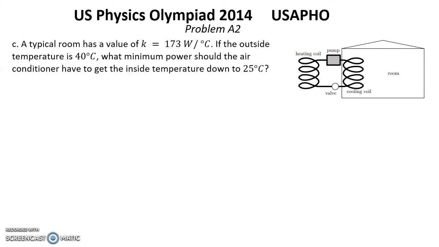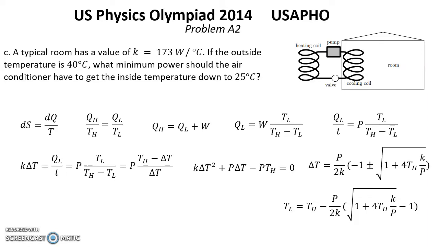Question C. A typical room has a value of K equal to 173 watts per degree Celsius. If the outside temperature is 40 degrees Celsius, what minimum power should the air conditioner have to get the inside temperature down to 25 degrees Celsius? Solution. From this quadratic equation we can find what this power is. That will be this expression.